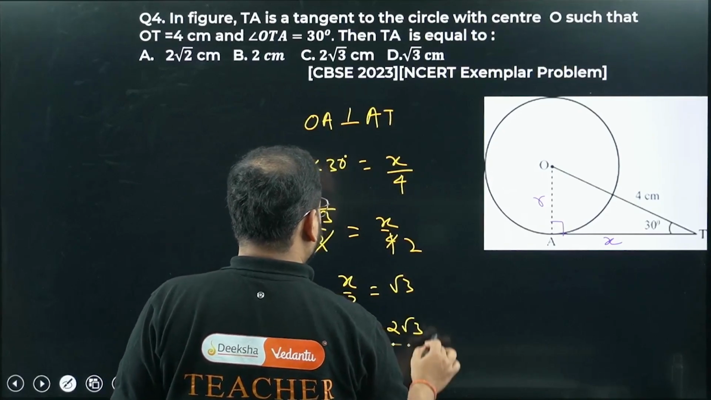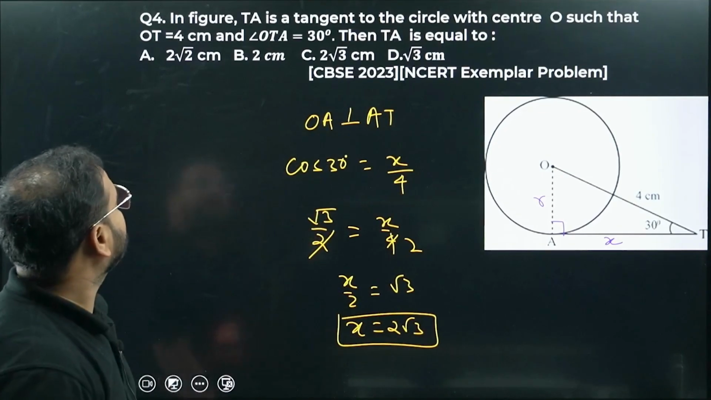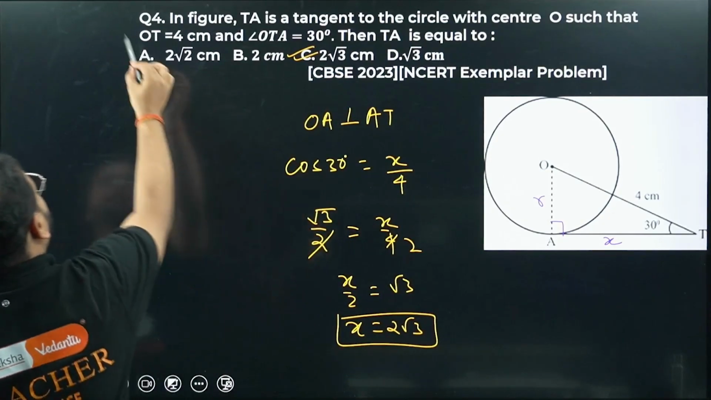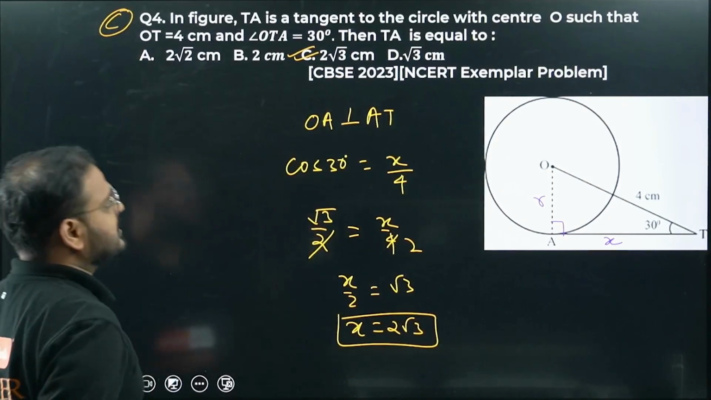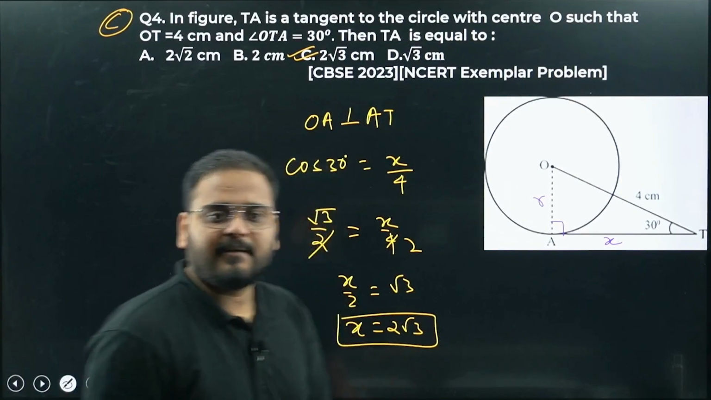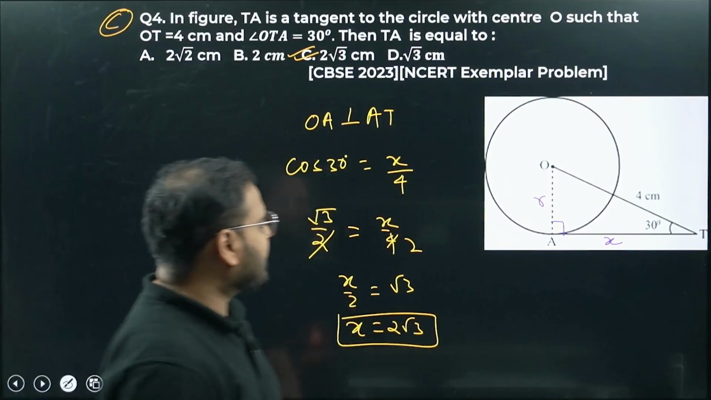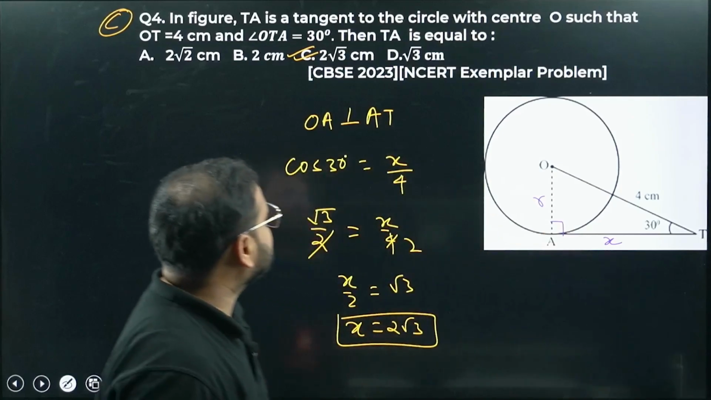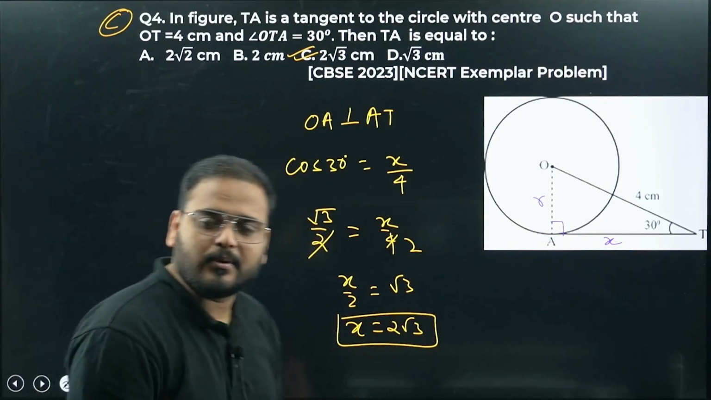I hope this is clear. 2 root 3, option number C. Please check. Option number C, sir. Okay, have a look. Simple question. Just I have to identify the property that OA is perpendicular to AT. It's a PYQ or exemplar problem.